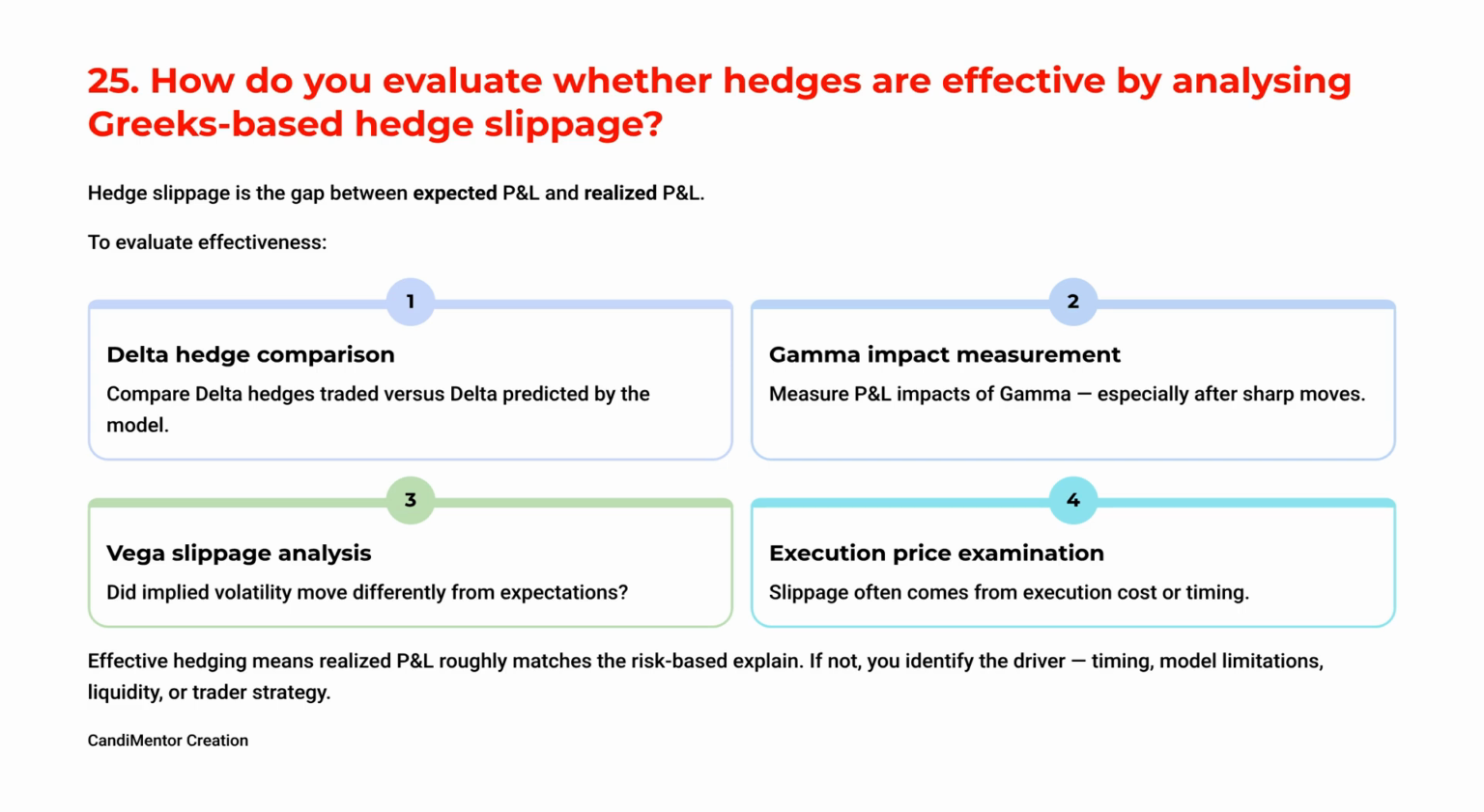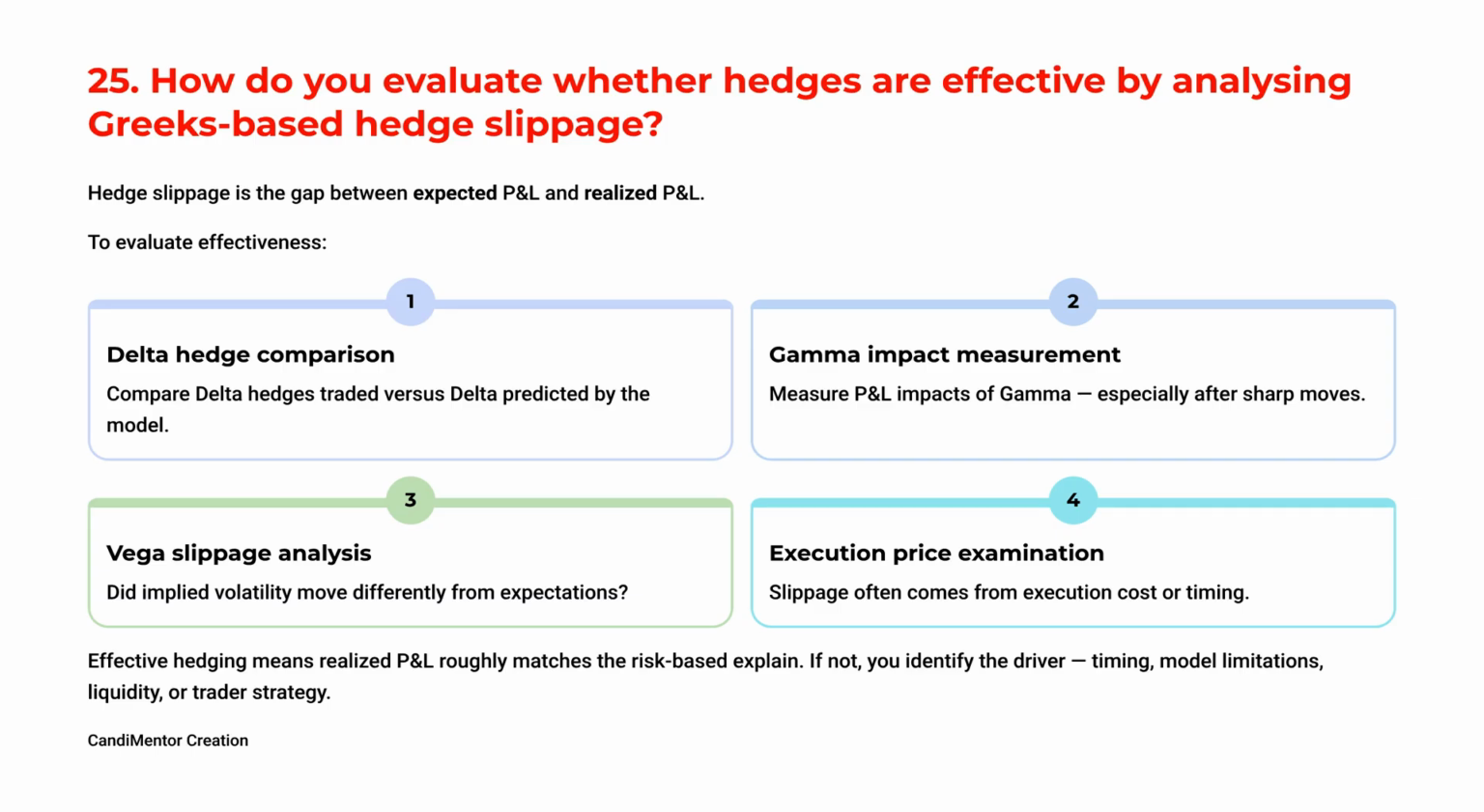How do you evaluate whether hedges are effective? By analyzing Greeks-based hedge slippage. Hedge slippage is the gap between expected P&L and realized P&L. To evaluate effectiveness, compare delta hedges traded versus delta predicted by the model. Measure P&L impacts of gamma, especially after sharp moves.